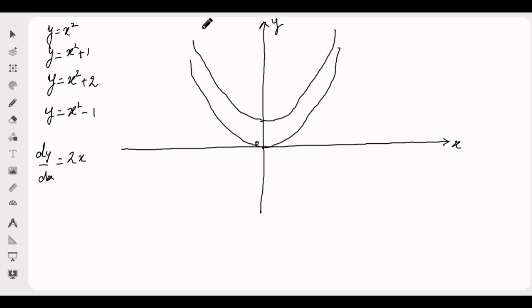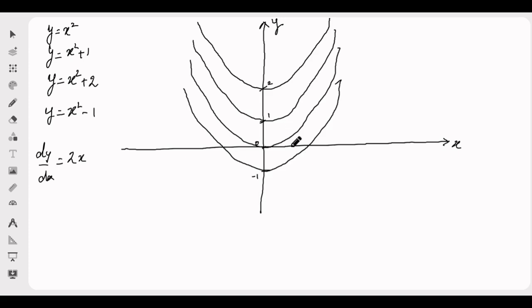Say y is equal to x square plus 2. This is also a parabola whose vertex is at 2. The vertex here is at 1. The vertex here is at 0. Then the graph of y is equal to x square minus 1. The vertex of this parabola is at y is equal to minus 1.